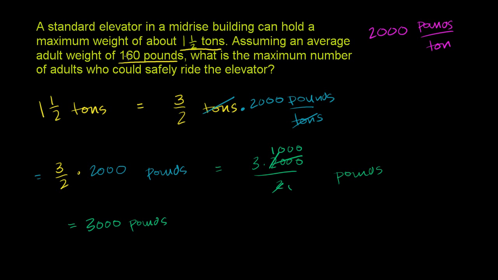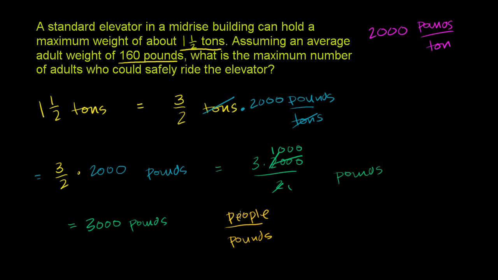Or how many 160-pound people would it take to weigh a total of 3,000 pounds? Well, we can just divide by 160. And if you want to make sure that the units work out, remember, we want our answer to be in terms of people, and we want the pounds to cancel out. So we have pounds in the numerator here. So if we divide by pounds, the pounds will cancel out. And then we want our leftover to be people, or maybe person. Person, people, same thing. Let me do people.